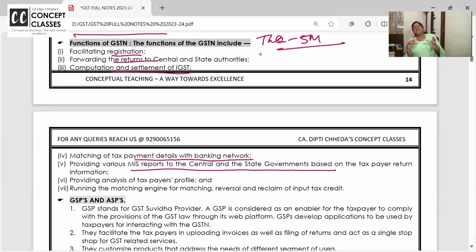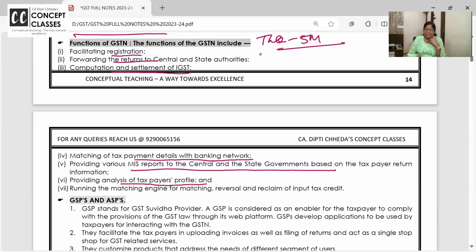Every now and then the central government, the state government will give how much money has come into IGST, how much in the CGST and SGST, and which states are generating more GST. All these reports are clear through the portal.